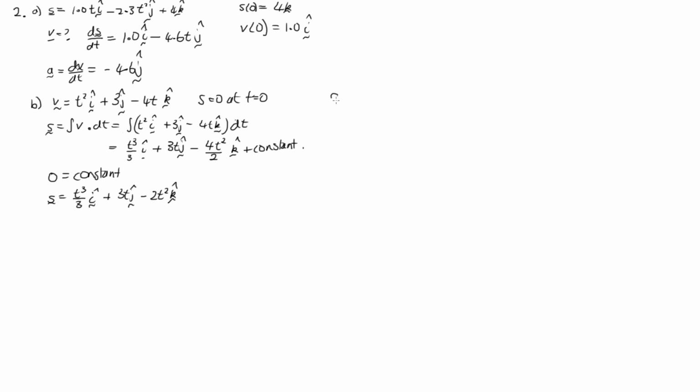Now, we were also asked to find the acceleration in this case, so that's a little bit easier. We can just differentiate the velocity with respect to time. So we're differentiating this expression here. So when we do that, we differentiate t squared, that is 2t in the i direction. When we differentiate 3j, that's a constant, so that's just 0. And then when we differentiate minus 4t, we get minus 4, and that's in the k direction still. So that's our expression for the acceleration.